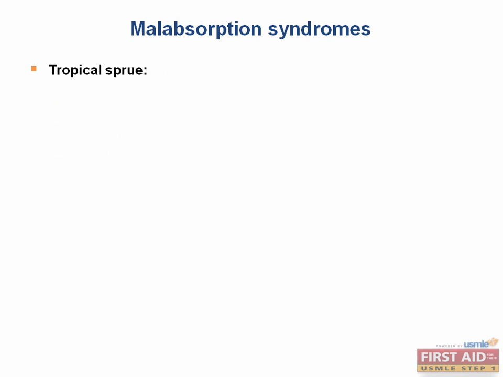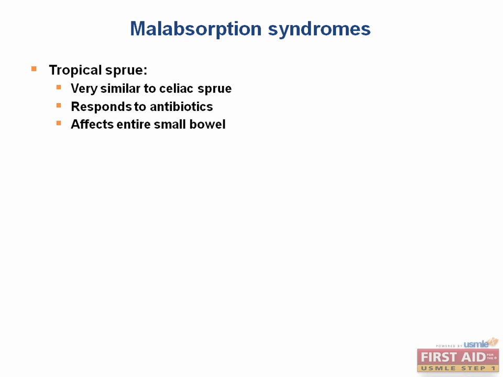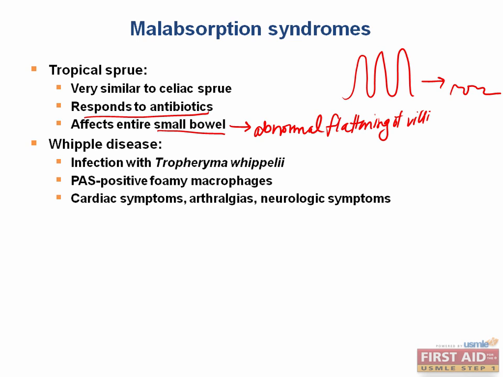The first syndrome is tropical sprue, a relatively understudied illness that is considered to be an infectious syndrome because of its positive response to antibiotics. The illness is similar to celiac sprue, which we'll discuss in detail, but the important difference is that tropical sprue can affect the entire small bowel. There is abnormal flattening of the villi and inflammation.